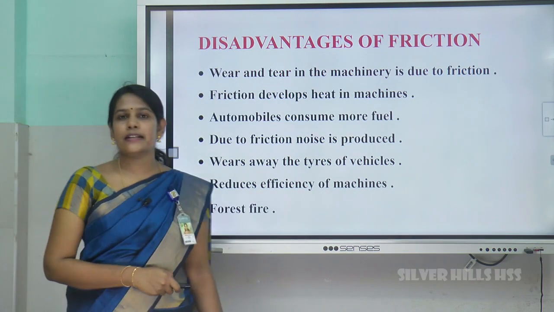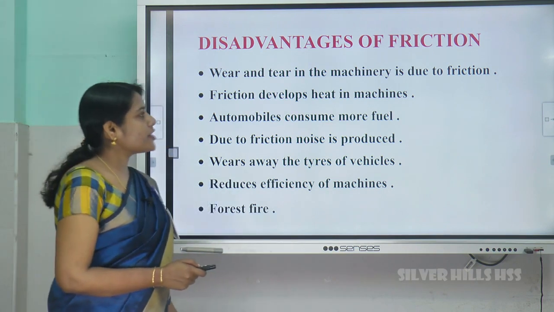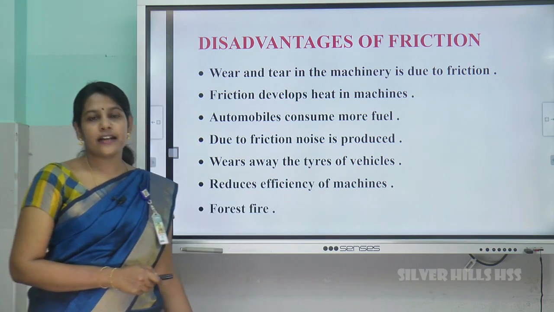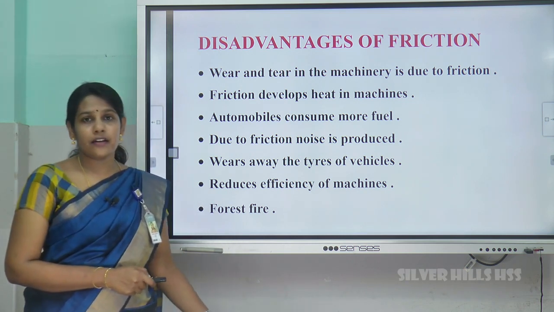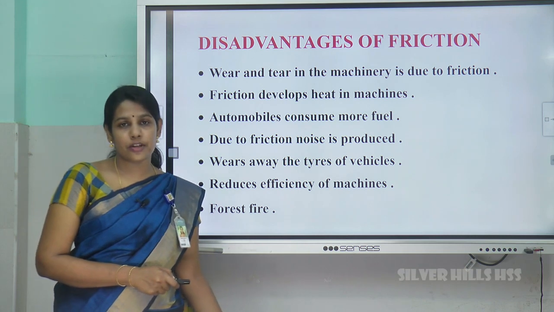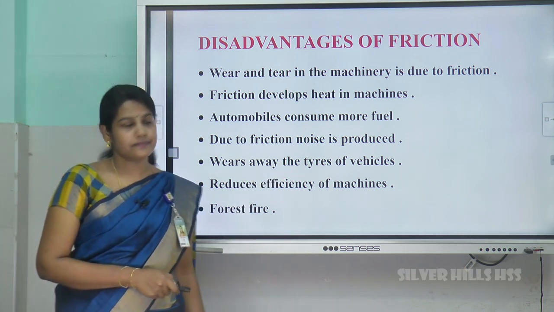Now let us see some of the disadvantages of friction. Wear and tear in the machinery is due to friction. That is the machine parts. We have to change the machine parts after 1 year or 2 years. Because of high friction, there occurs wear and tear.